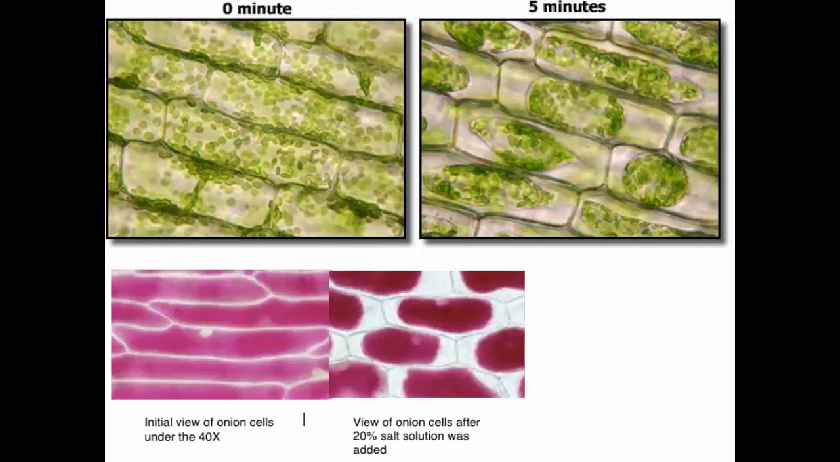There's some white space around the outside, that's just empty space. The cytoplasm gets slightly darker because it's more concentrated. And that's how things look when we add a 20% salt solution.